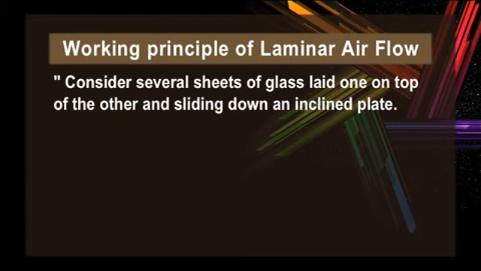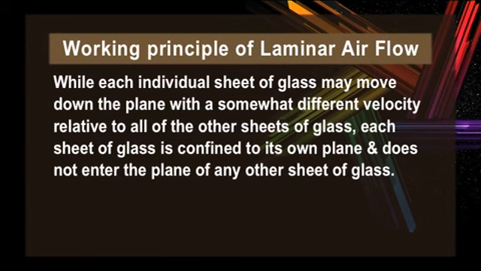Fox, the scientist, visualized the concept of minimum turbulence unidirectional airflow, that is laminar flow, as follows. Consider several sheets of glass laid one on top of the other and sliding down an inclined plane. While each individual sheet of glass may move down the plane with somewhat different velocity relative to all of the other sheets of glass, each sheet of glass is confined to its own plane and does not enter the plane of any other sheet of glass.